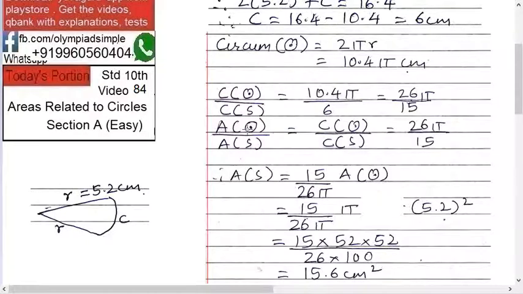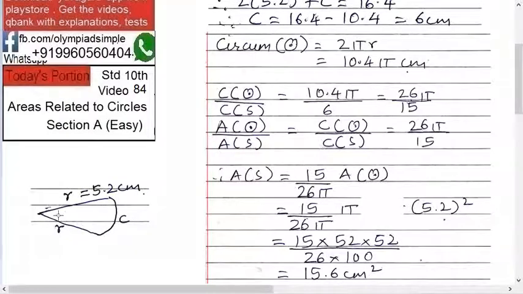Now the area of the circle upon the area of the sector will have the same ratio as the circumference of the circle and the circumference of the sector, that is 26 pi upon 15. So the areas would also be in the same ratio, right? How? If you want to check, you can check.